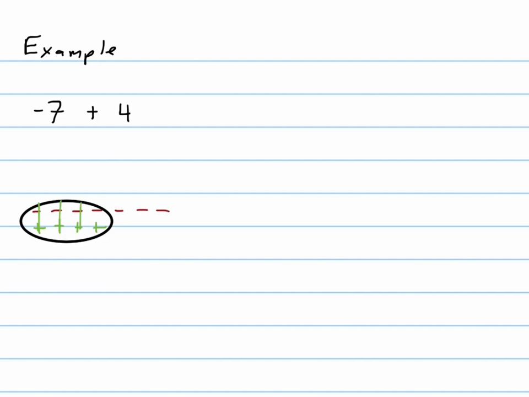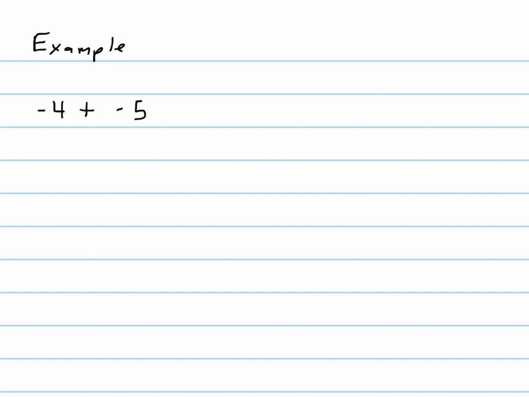Cancel, cancel, cancel, cancel. And we're left with 3 negatives. Negative 3. Or different signs, so you subtract. Take the sign of the number that has more. There's a lot more. There's 3 more negatives, so this would be negative 3. All right, next example.